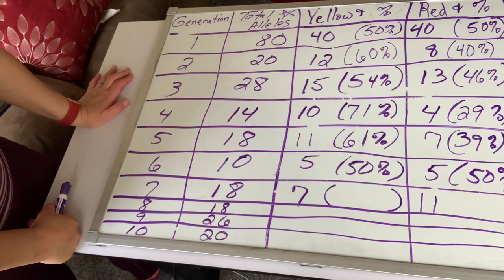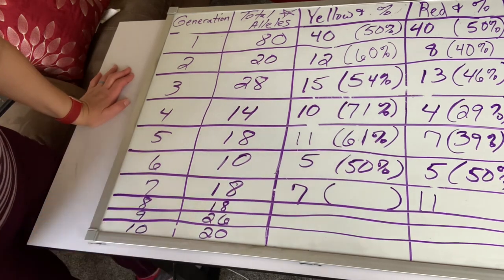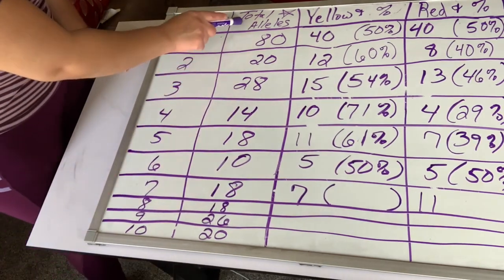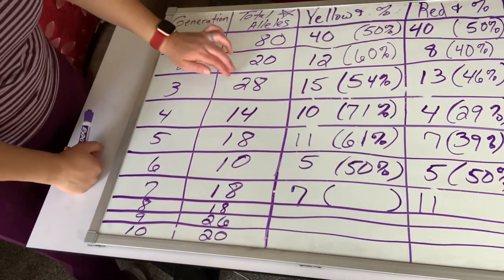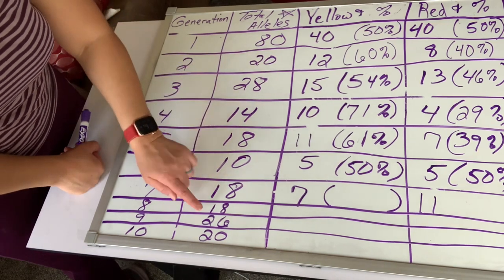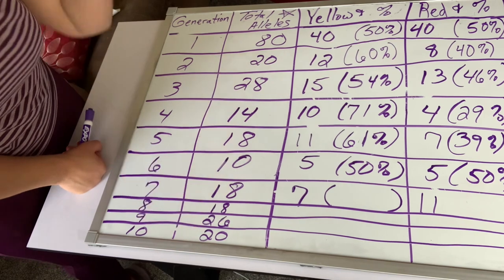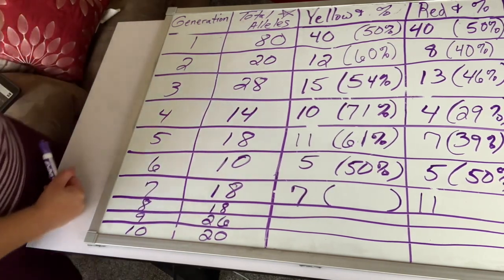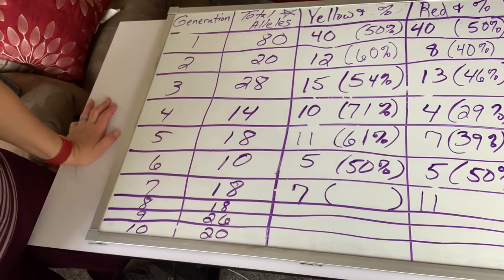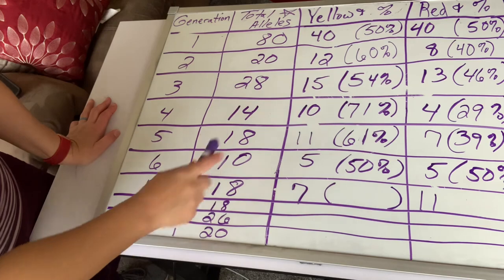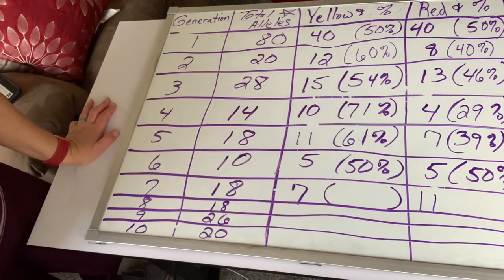So no need for you to figure out your own. Follow what I have in terms of total alleles: 80, 20, 28, 14, 18, 10, 18, 18, 26, 20. That should be good for all of the candy that you have, because I had plenty of leftover candy. Let's see how your chart looks and if you end up getting very similar results to me. I hope you have fun with that.